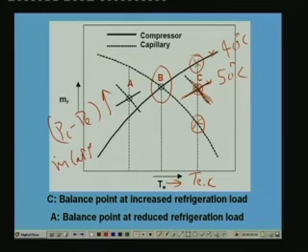One thing you can notice here is that before the load increased, this was the balance point. The new balance point under increased load is here, and at this point the evaporator temperature is higher than the original point. That means TEC is greater than TEB. Similarly, the condenser temperature at the new balance point, that is at C, is greater than the condenser temperature at B. So, a new balance point is restored, but at much higher temperatures.